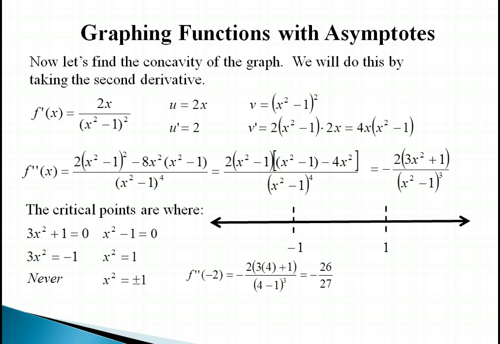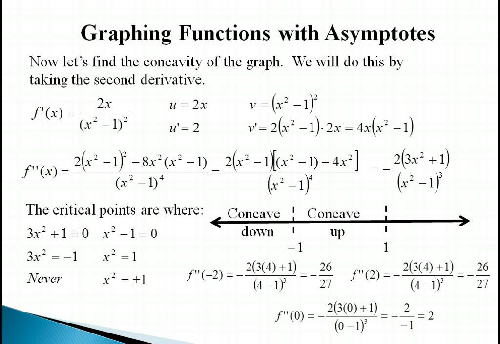So when I tested the second derivative at negative 2, I got out a negative. So that tells me the graph is concave down on the interval from negative infinity to negative 1. Between negative 1 and 1, I plugged in 0 and I got 2, so it's concave up on that interval. Then I plugged in a positive 2 and got out a negative, so it's going to be concave down from 1 to positive infinity. So now we have the concavity of our graph. We don't have any inflection points because in between the changes in concavity, we have asymptotes.